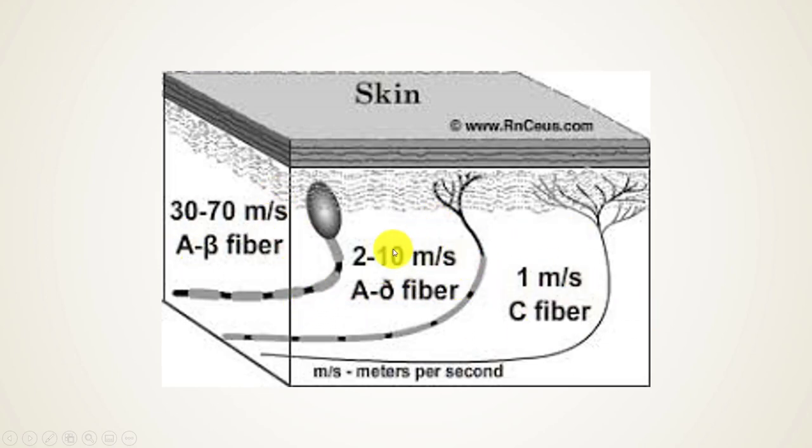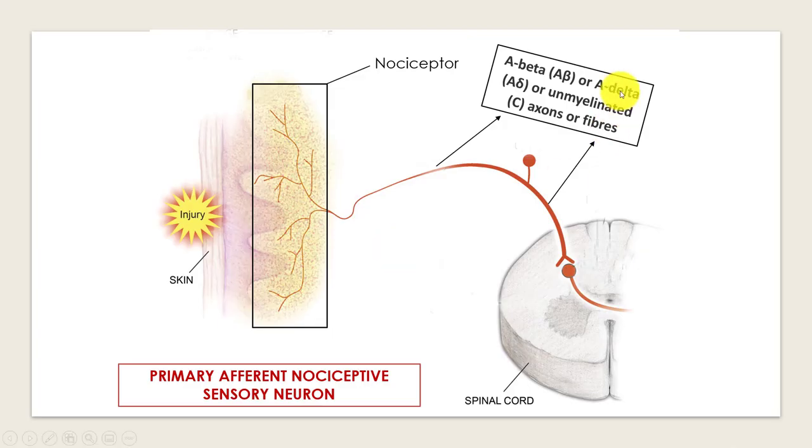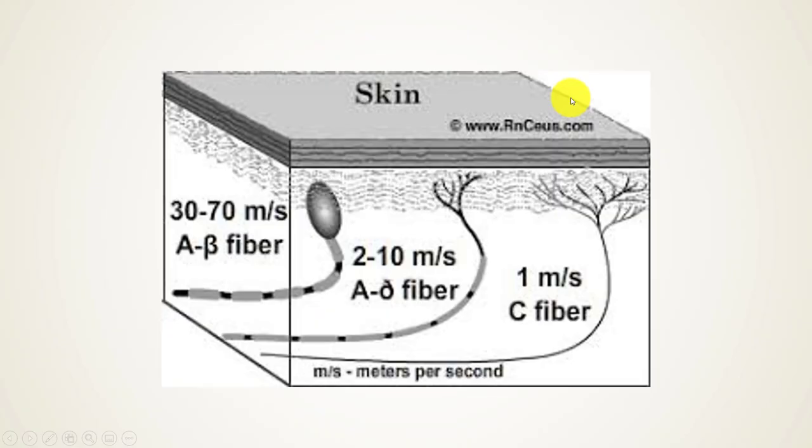So based on these kinds of differences, like diameter, degree of myelination and conduction velocity, we classify the fibers into three different types: A beta fibers, A delta fibers and the unmyelinated axons, which are nothing but C fibers, right?